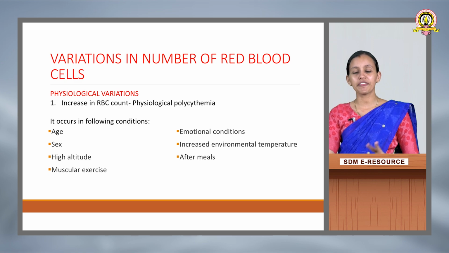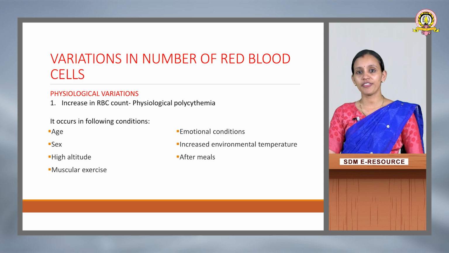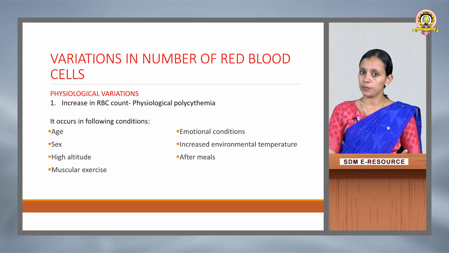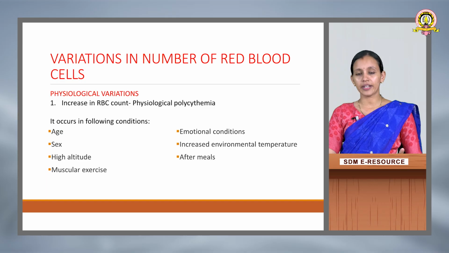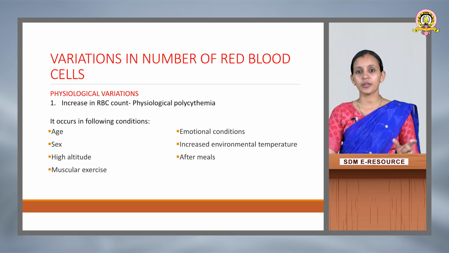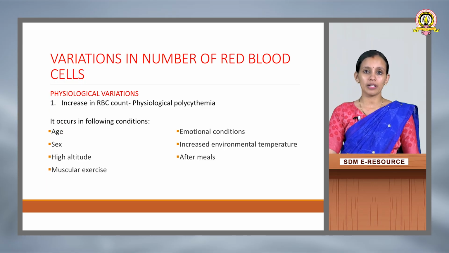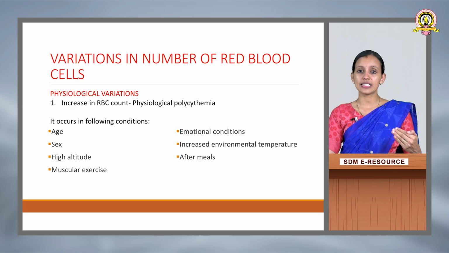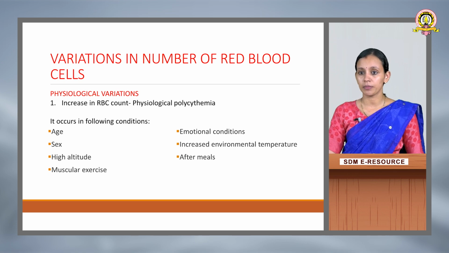There is a gender differentiation between males and females. Before puberty and after menopause, the RBC count in males and females is almost equal. During the reproductive period, the RBC count in females is slightly less compared to males. In females during the reproductive period the RBC count is 4.5 millions per cubic mm, whereas in males it is 5 millions per cubic mm.